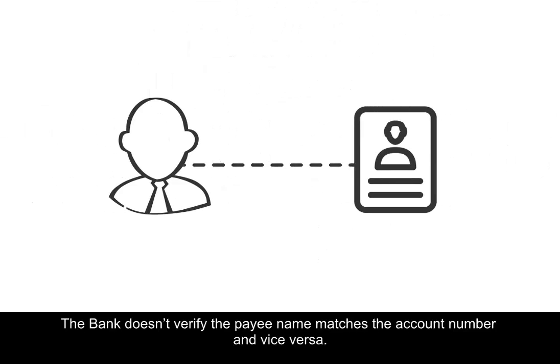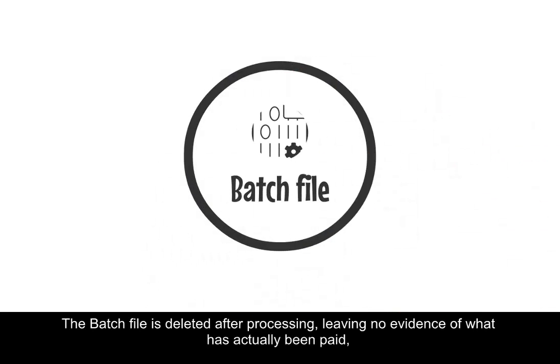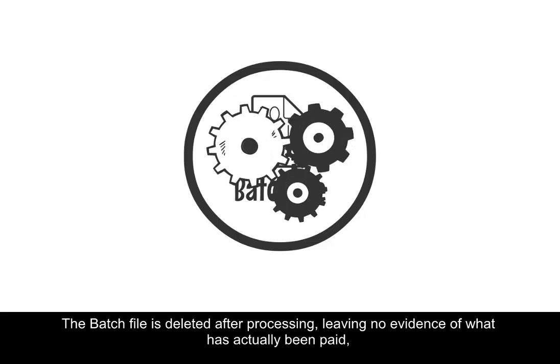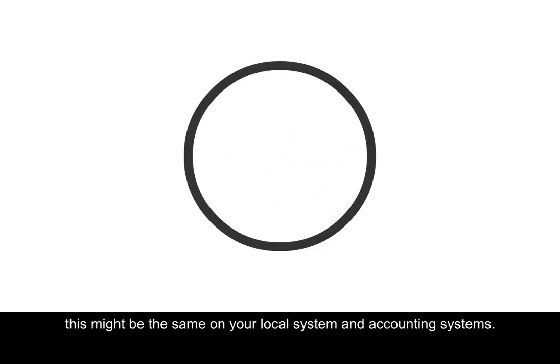The bank doesn't verify the payee name matches the account number and vice versa. Your bank statement does not show individual transactions, only a total payment amount for the batched payment. The batch file is deleted after processing, leaving no evidence of what has actually been paid. This might be the same on your local system and accounting systems.